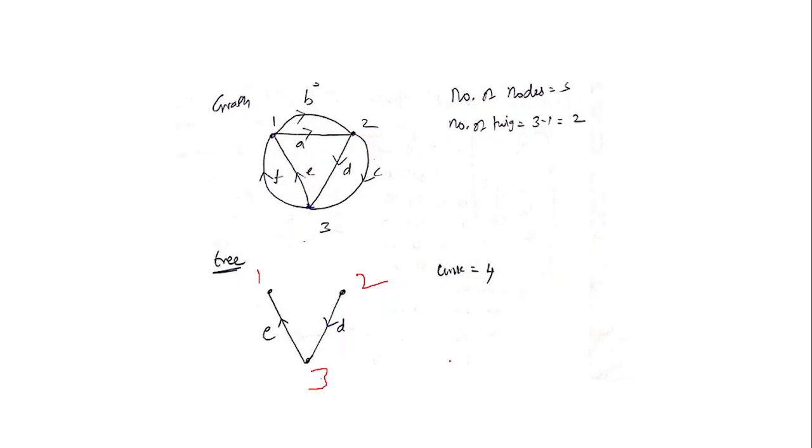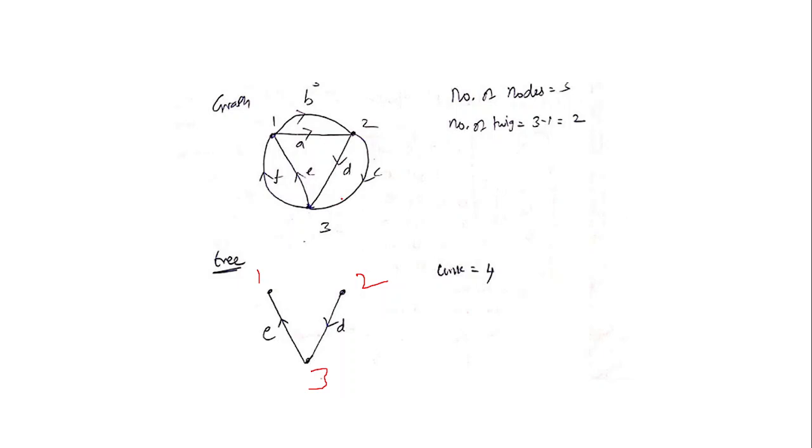There are a number of ways I can draw the tree. Sometimes in the question they'll ask you to draw multiple trees. I hope you already know how to draw multiple trees from a graph. Now I consider this. I need to make the connection between all three nodes, but I'll be using only two twigs. Because the number of nodes is 3, I can use two twigs to make the connection, but there should not be any closure path. So I consider this twig, E and D.